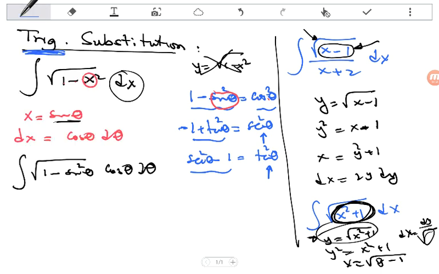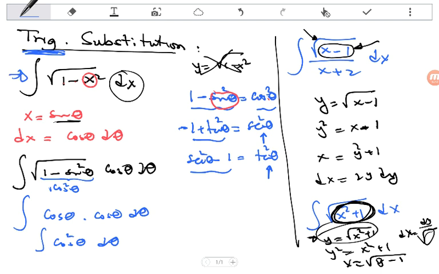Now I'm expecting to have some simplification here. 1 minus sine squared is cosine squared, and under the root it will be cosine theta, multiplied by cosine theta d theta. So it is the integration of cosine squared theta d theta. Now this integral has transformed to this form. Can I solve this integral? Yes, by a reduction formula. This is half the integration of 1 plus cosine of double the angle.